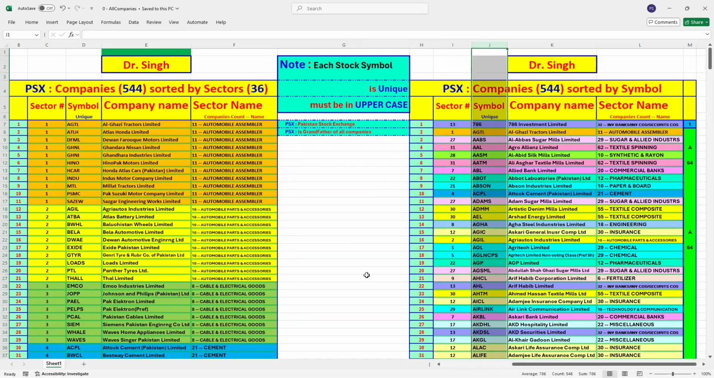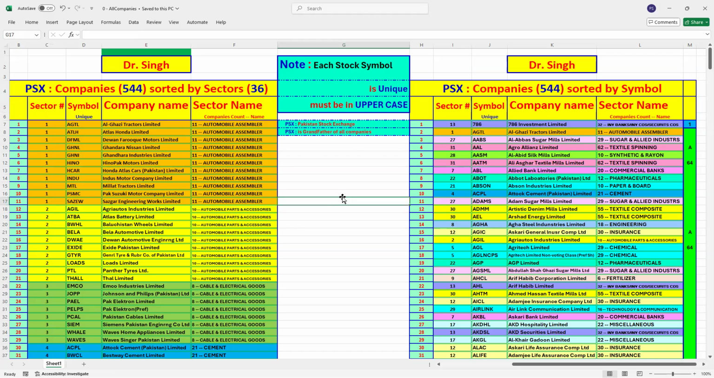Okay, so based upon the symbol, I'm somewhere over here, I'm trying to read it. Note, each stock symbol is unique. Uniqueness is required so that the PSX, which monitors various companies, all the companies, including itself, can identify which company we are referring to. The second rule, and of course there are other rules, but I've mentioned the important one over here, is that it must be in uppercase, as it says right over here.